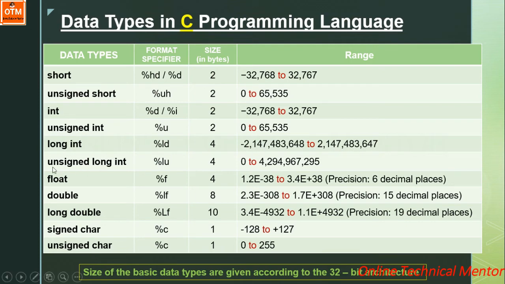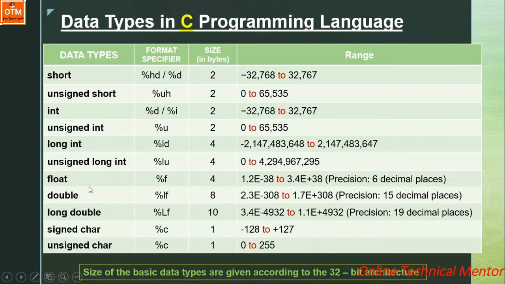If we add unsigned in front of long int, the memory allocation remains the same, but look at the range: it starts from 0 and goes up to 4294967295. The memory requirements of float, double, and long double are 4, 8, and 10 bytes respectively. For the character, it requires 1 byte of memory space.